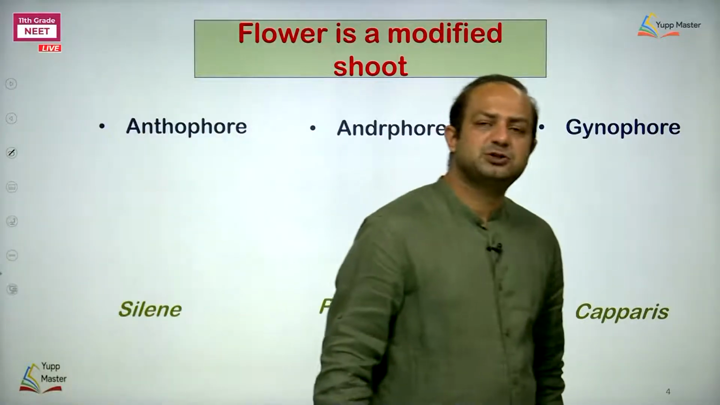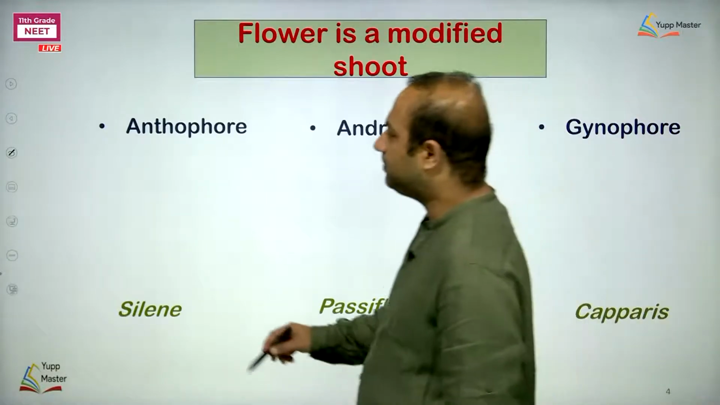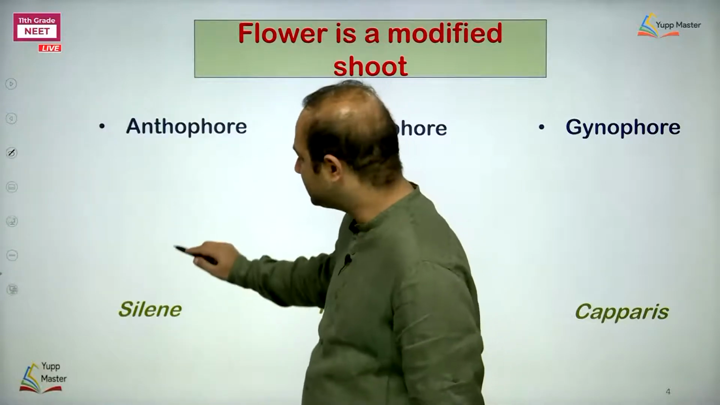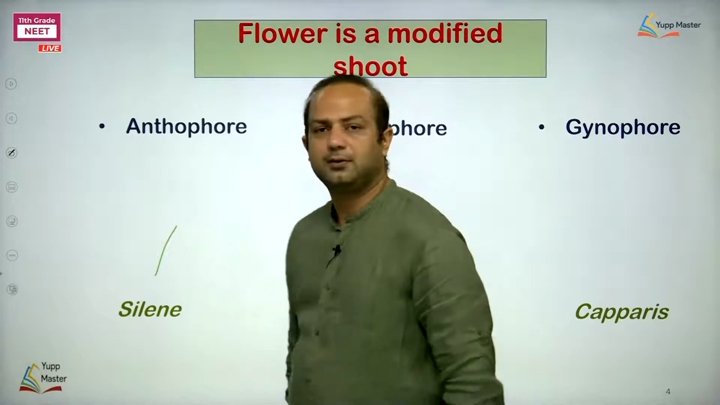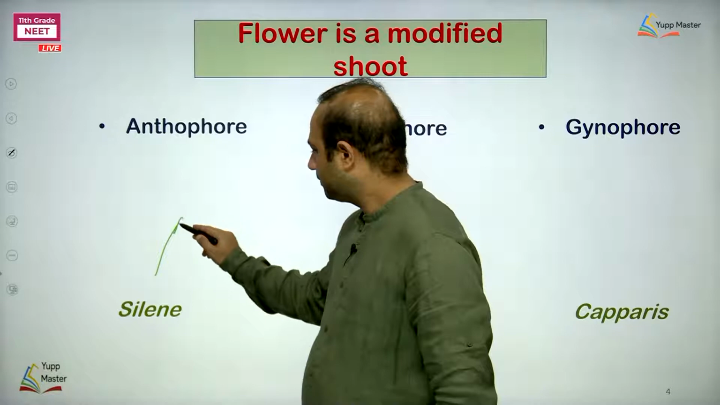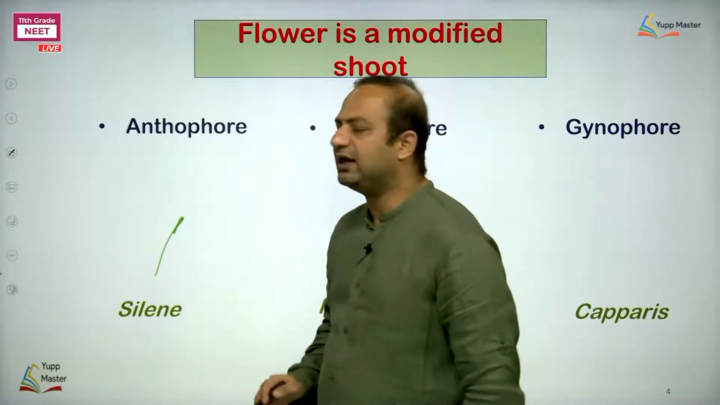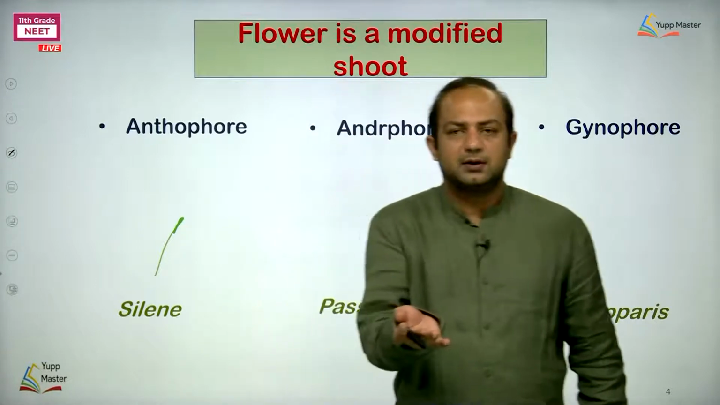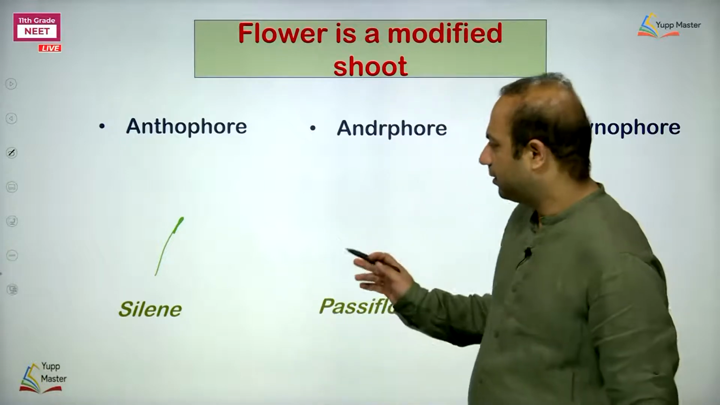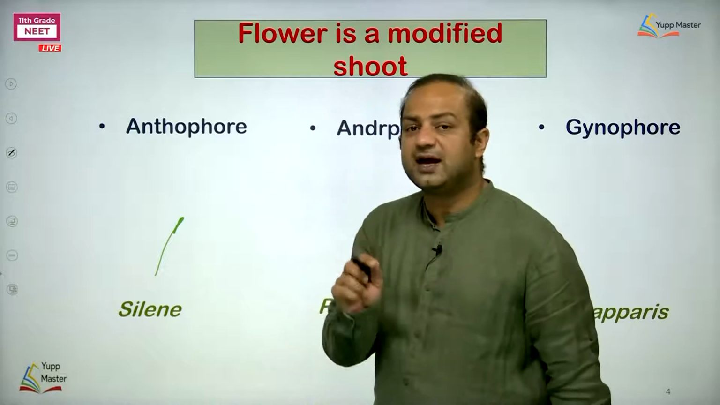So for example, the first name is given for Silene and it is written as anthophore. What does it mean actually? If I am going to study about anthophore, the structure appears something like that. This is the pedicel, and here is the thalamus. Now the thalamus is supposed to bear the calyx, corolla, androecium, gynoecium, right? So the same is happening, but with a slight difference.